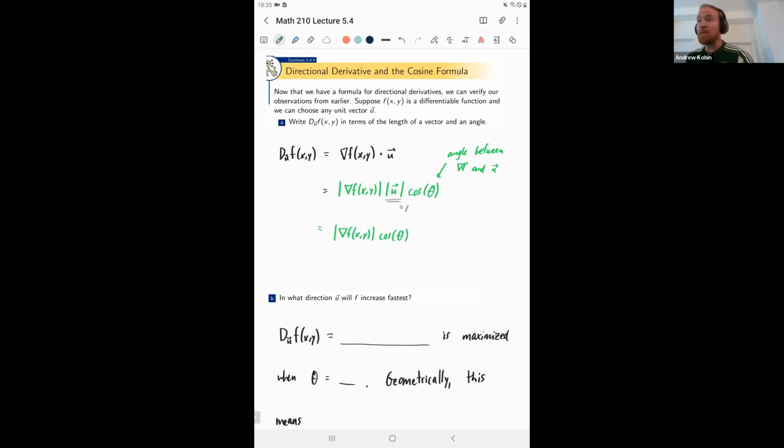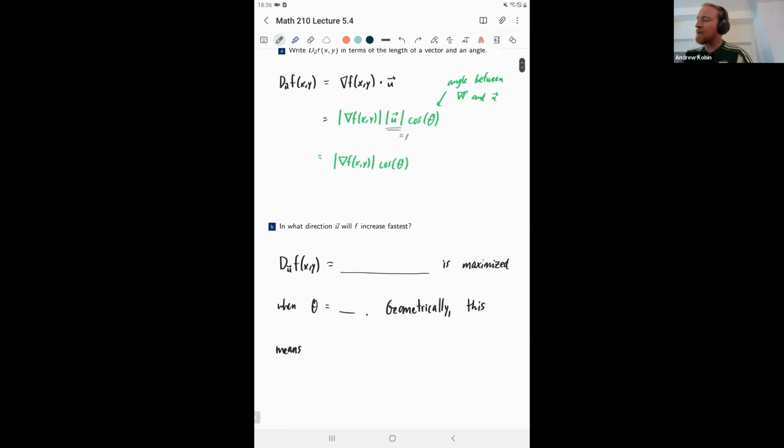For example, if we want to find the direction of maximal rate of change, in other words, we want to maximize this directional derivative, we can just look at this formula and ask what theta will maximize our quantity here. If we fix our point x comma y, then the gradient vector is fixed. So this length here already has a known value. And we're only allowed to change the direction u that we travel to change our rate of change.